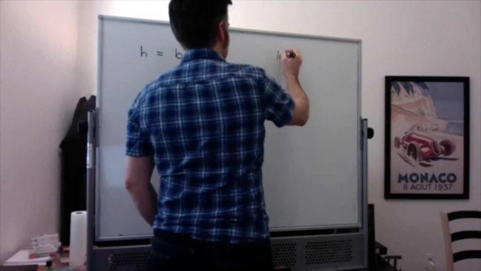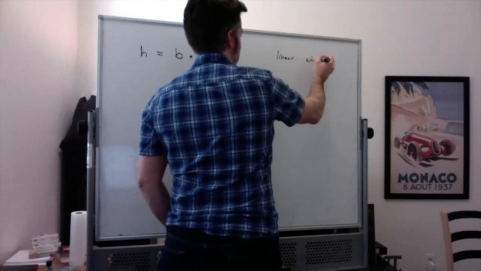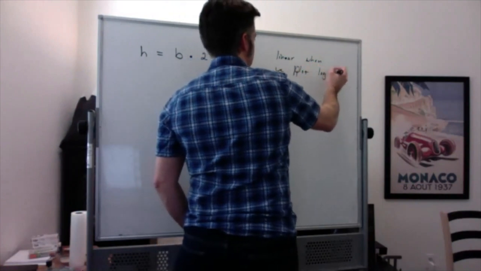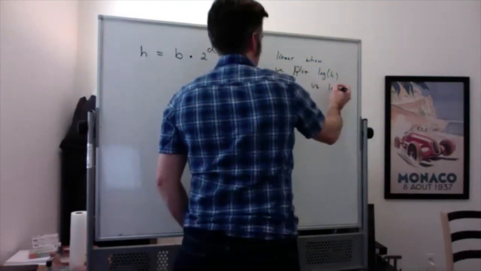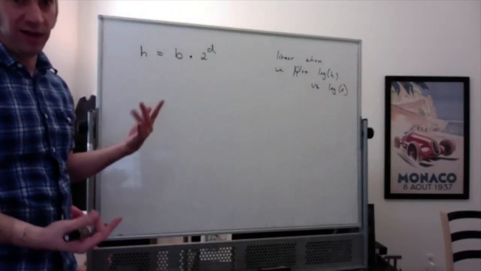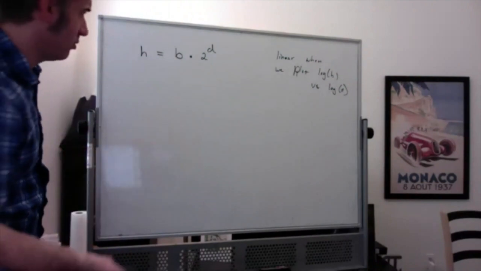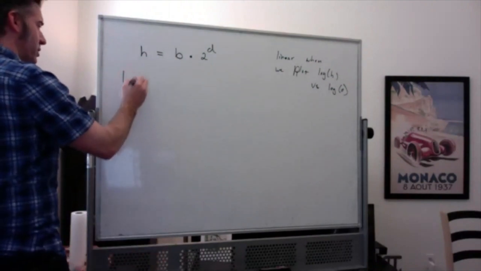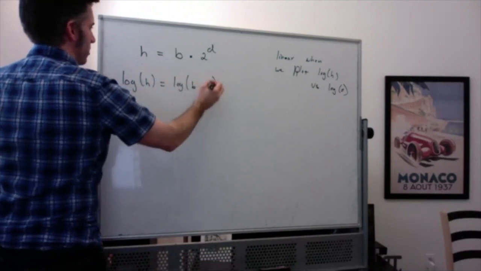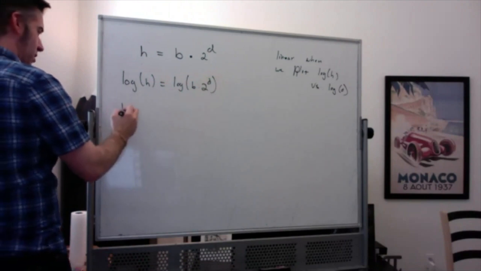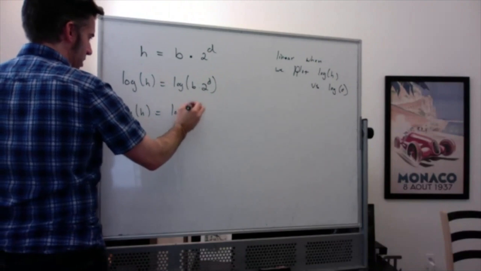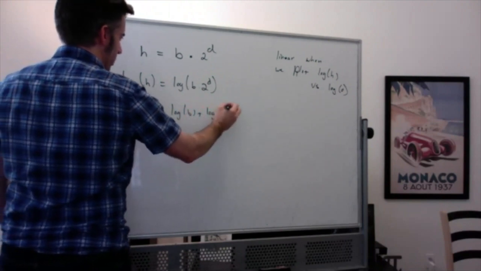Is this linear when we plot log of h versus log of d? The answer is obviously going to be no, because it would have to be kind of the same for the same thing to be true. Well, let's see why. So we take the log of both sides. So log of h equals, I'm going to break this up, log of b plus log of 2 to the d power.